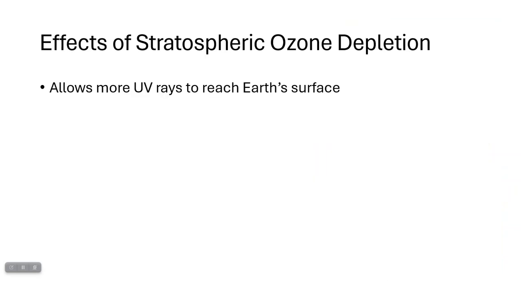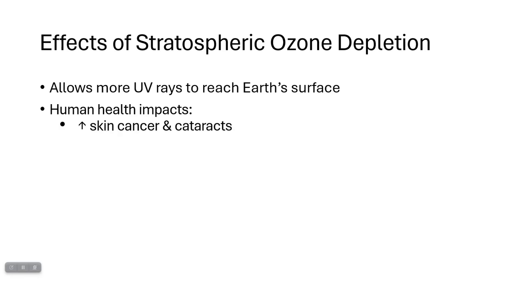So why should we care? Well, when you have stratospheric ozone depletion, that lets more UV rays reach the Earth's surface, which can have a number of impacts. So the human health impacts include an increase in skin cancer as well as cataracts. Cataracts are kind of a filmy layer in the eye that blocks your vision. It can also decrease immune system function.